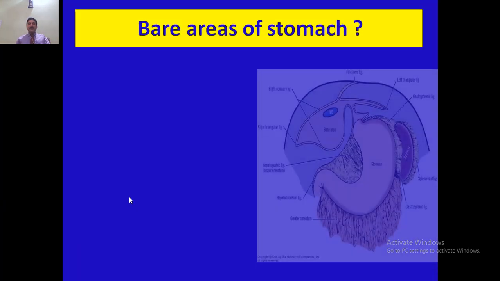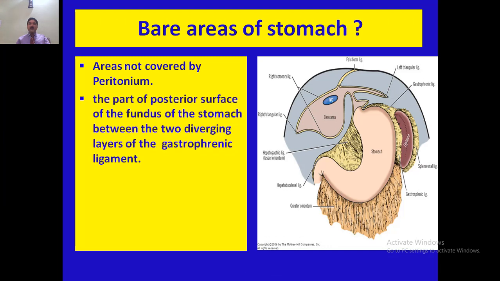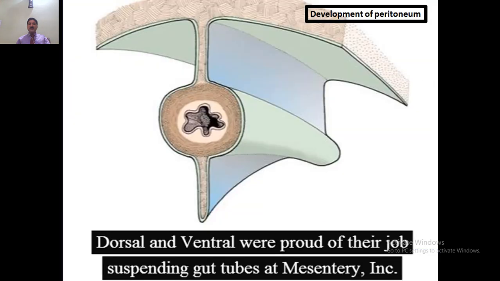What are the bare areas of the stomach? Areas not covered by peritoneum are called bare areas. The part of the posterior surface of the fundus of the stomach between the two diverging layers of the gastrophrenic ligament, and also the lesser and greater curvatures, are bare areas of the stomach, as shown in this diagram.